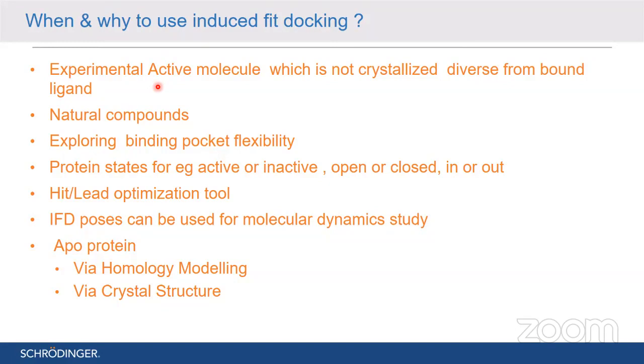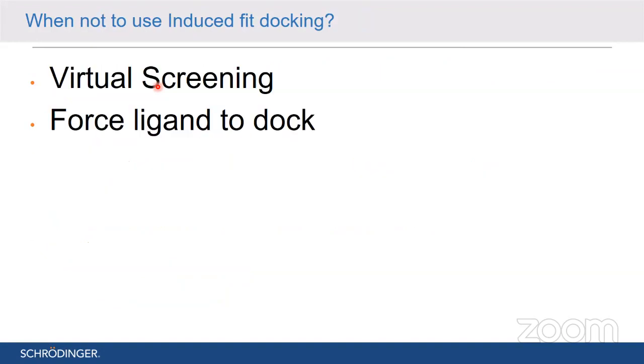As I said, protein in bound form and unbound form has different shape and size. So via homology modeling, if you have modeled your structure and you are docking some new active molecule that you're well aware of, or if a crystal structure doesn't have a ligand bound to it, in that scenario you have to use it. And when it should not be used.